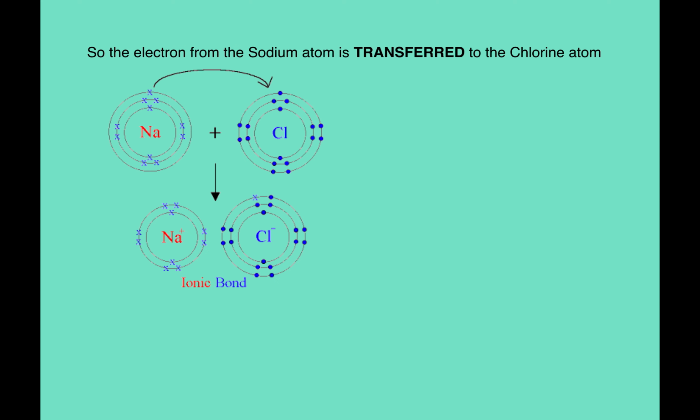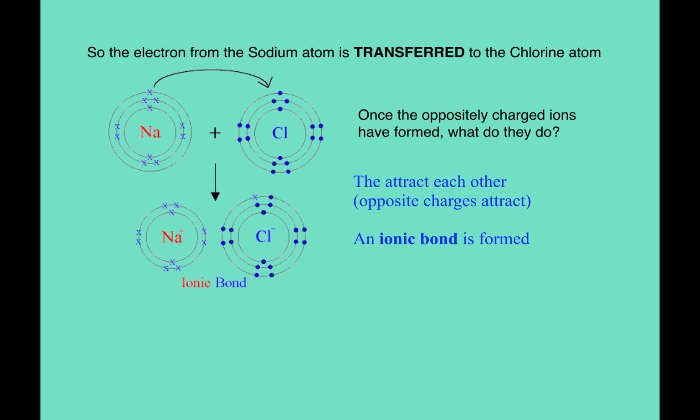So they've come together. The sodium has transferred an electron to the chlorine, so it becomes a sodium ion and a chloride ion. Transferred is a key word here in ionic bonding. Electrons are transferred, ions are formed, and then, because they have opposite charges, what do they do? Well, they attract each other. Opposite charges attract. So an ionic bond is formed. That makes sense.